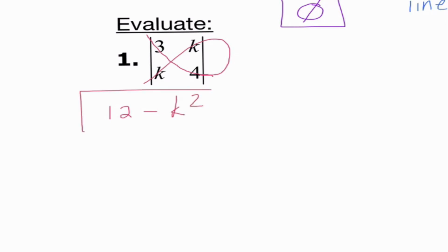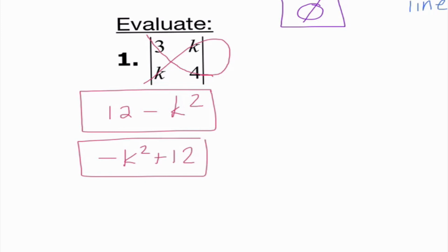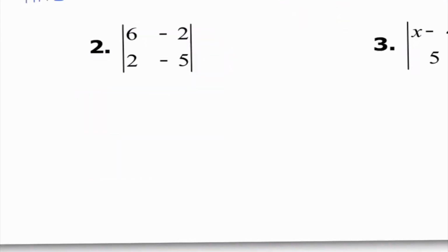In this case, I can't combine those. Those are not like terms. We definitely could go ahead and write it in descending order as negative K squared plus 12, but I would accept either of these answers as our final solution. Number 2.